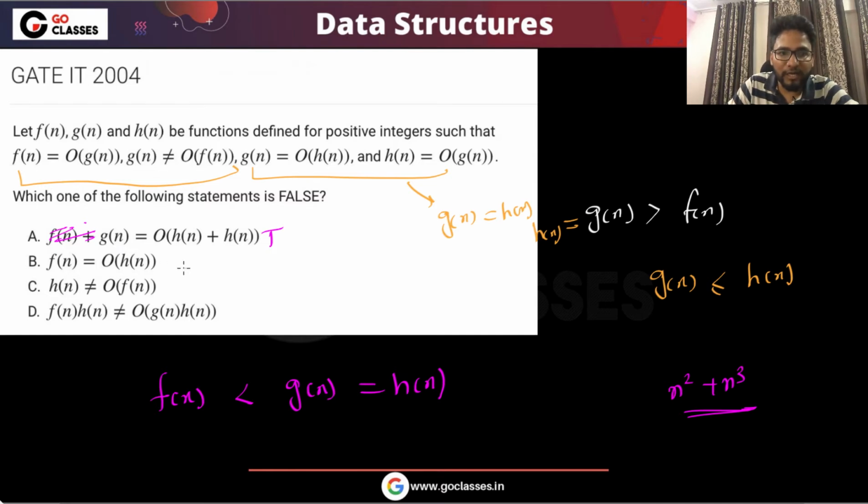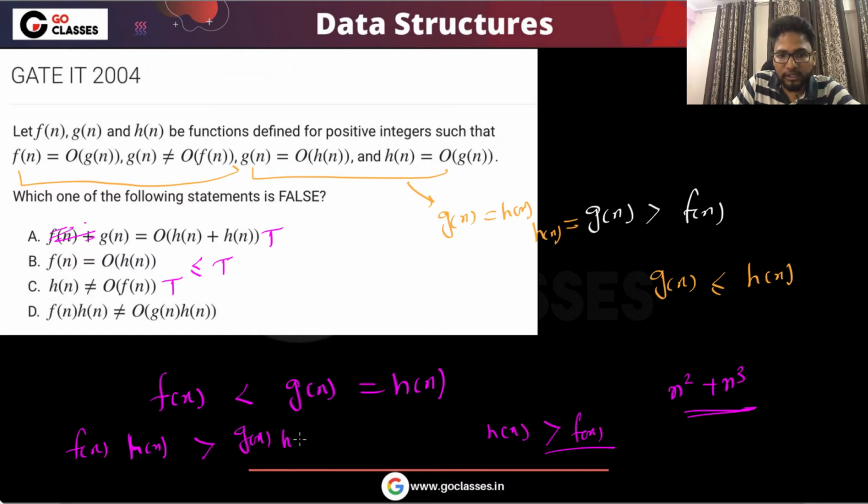Option B is saying f(n) is less than or equal to h(n). Yes, this is also true. What about this? They are saying h(n) is not less than or equal to f(n), which means h(n) is greater than f(n). Yes, this is also true. What about this? They are saying f(n) times h(n) is not less than or equal to, meaning greater than, g(n) times h(n). So h(n) will get cancelled out, and f(n) is greater than g(n), which is false, right? So that's why D is the correct answer, because D is false.